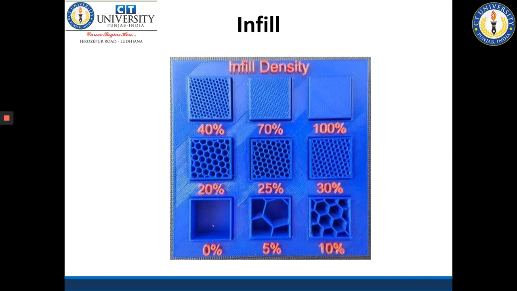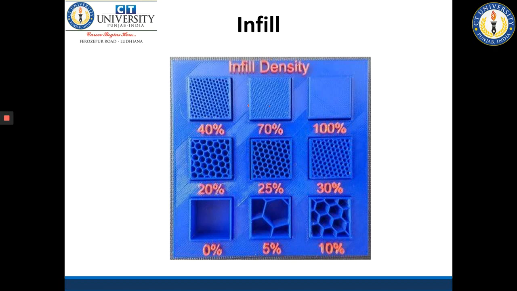So if you select 0%, the model will be empty from inside. If you select 5%, 10%, 30, 25, 20%, and even 70%, you can see the difference. So how strong your prototype or your model will be generally depends upon the application.